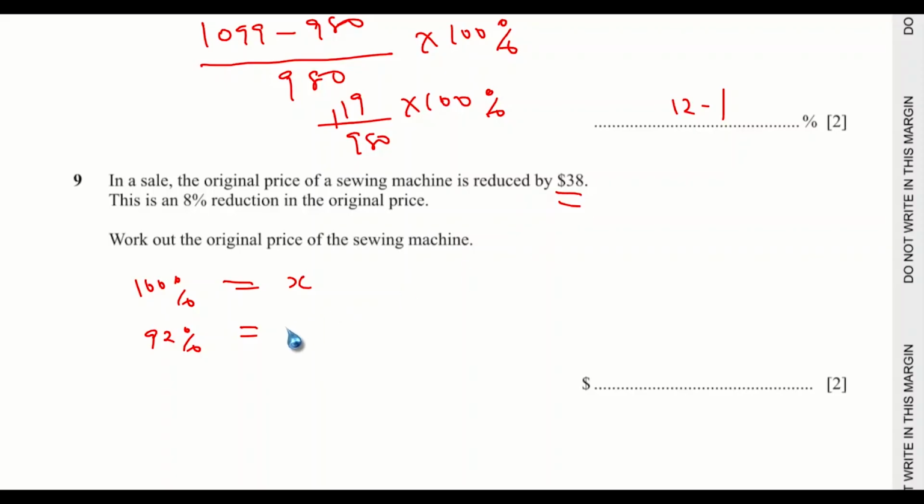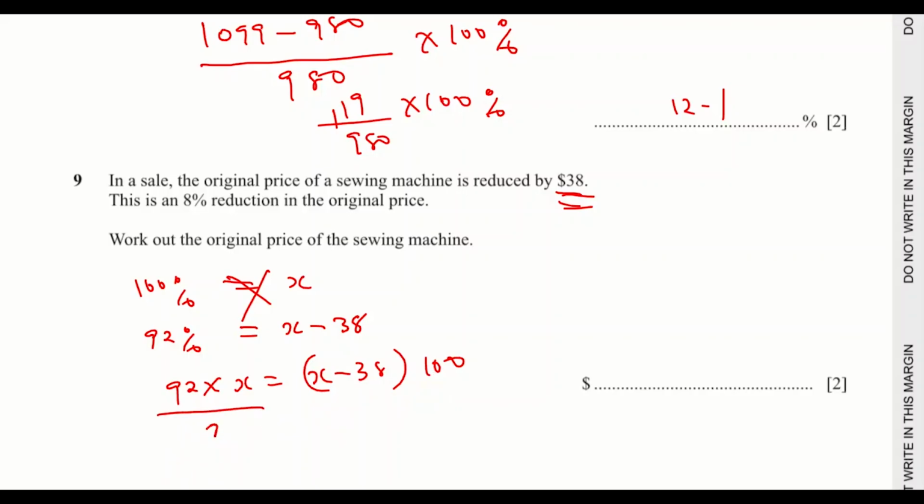That means you should have X minus $38 here. When it is at 92%, that means the original price has been reduced by $38 as stated here. So we need to cross multiply and solve for X here. Definitely this will give us 92 multiplied by X equals X minus 38. You can put it in bracket, multiply by 100.